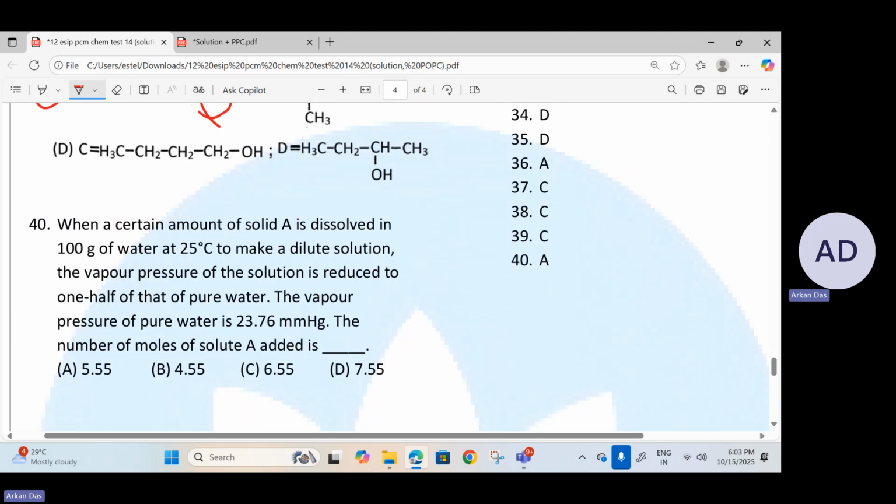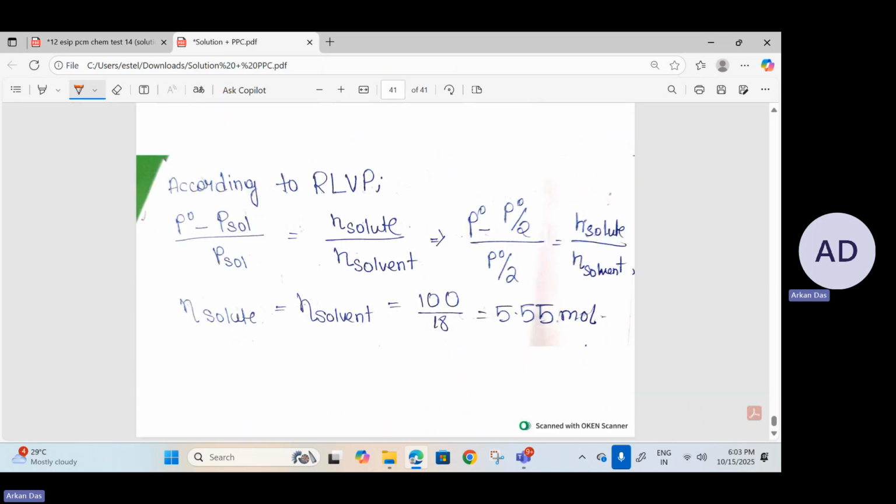Last question. When a certain amount of solid A is dissolved in 100 gram of water at 25 degrees C to make a dilute solution, the vapor pressure of the solution is reduced to 1. The vapor pressure of the pure water is this much, the number of moles of solute added. Very easy question. According to RLVP, we know P naught pure minus P solution, P naught minus P solution. Sometimes we say both.